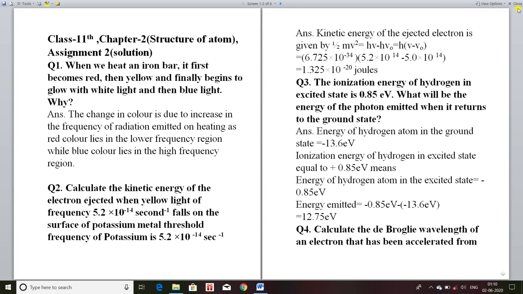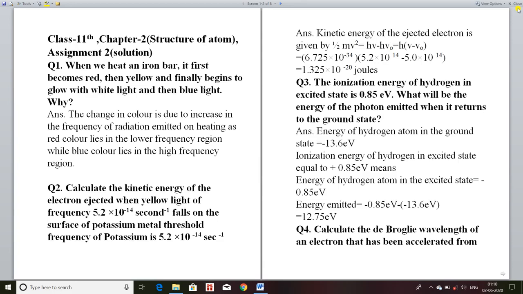Question number 1 is, when we heat an iron bar, it first becomes red, then yellow and finally begins to glow with white light and then blue light. Why? The change in color is due to increase in the frequency of radiation emitted on heating, as red color lies in the lower frequency region while blue color lies in the high frequency region.